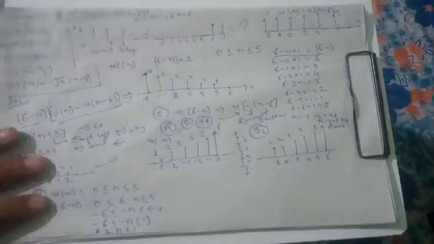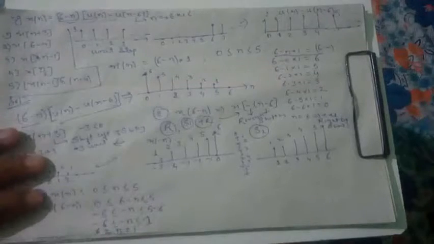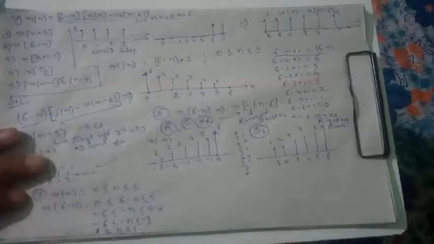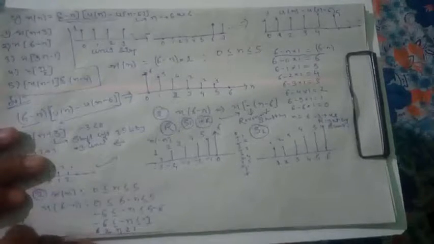Okay, if we reverse this signal, that means from 1 to 6 its value is n. We can also write it as 1 to 6, that the value of n is from 1 to 6. Okay, that means it's just a reversed graph.